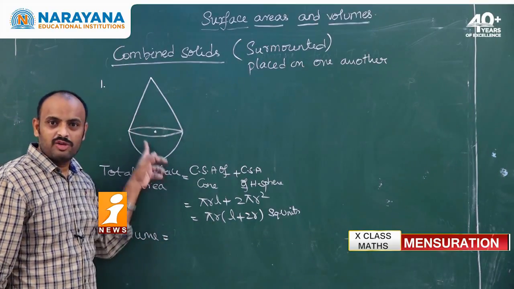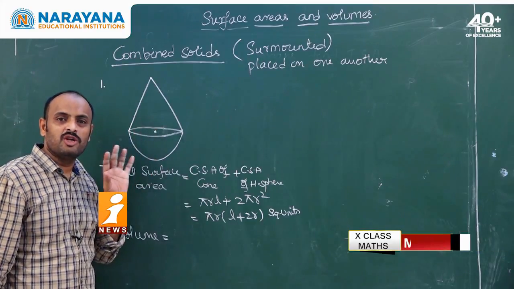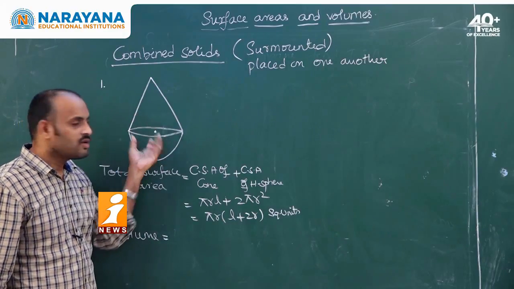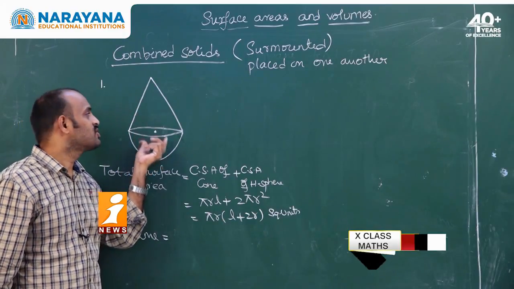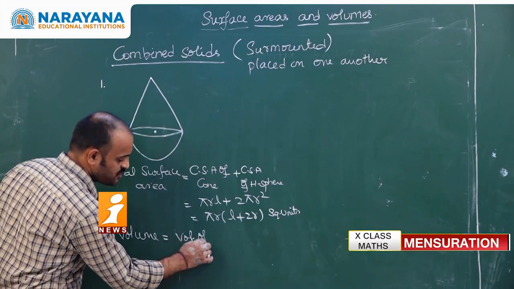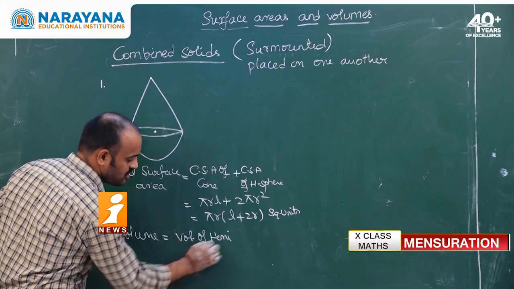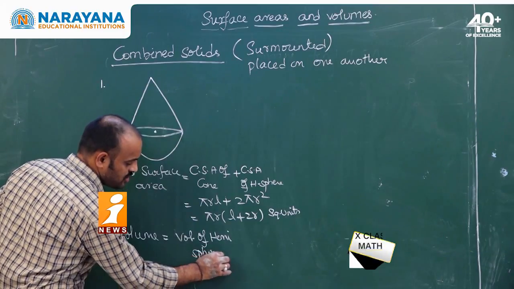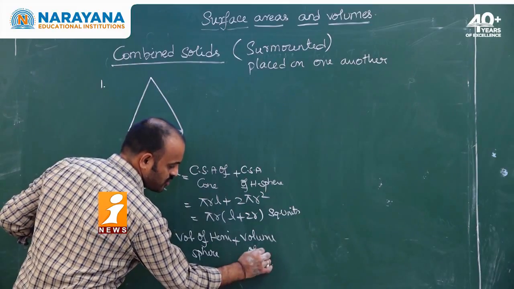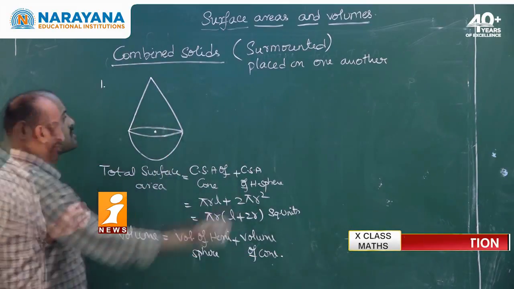Both will have volume, right? So to find the volume of combined solids, add the volume of each figure. Volume of hemisphere plus volume of cone.